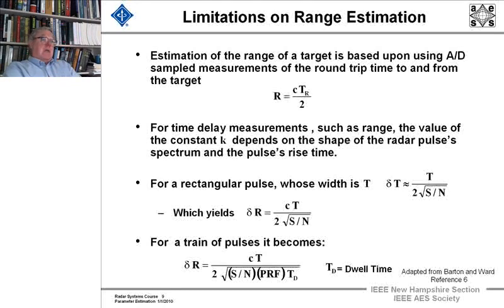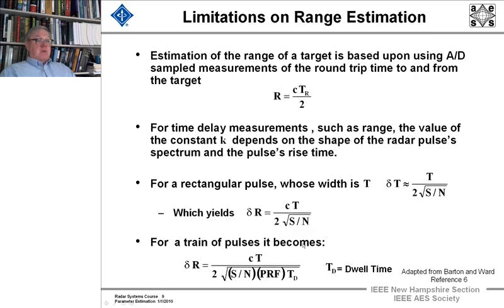And for time delay measurements, such as range, the value of K depends upon the shape of the radar's pulse spectrum and the pulse's rise time. For a rectangular pulse whose width is capital T, delta tau is equal to tau, the pulse width, divided by twice the square root of the signal-to-noise ratio, which yields the error in measuring that range cell as C times T over 2 times the square root of the signal-to-noise ratio.